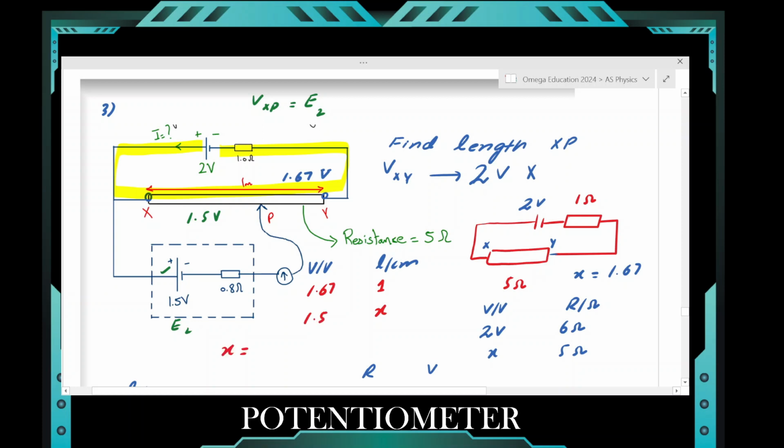And then you can find the value of X, which in this case would be 0.89, or you can write it as 0.90 meters. So the length between the points X and P is 0.90 meters. So let's consider the next case.